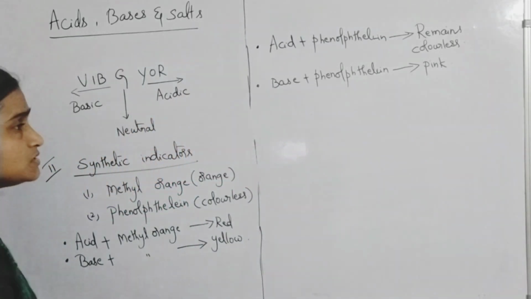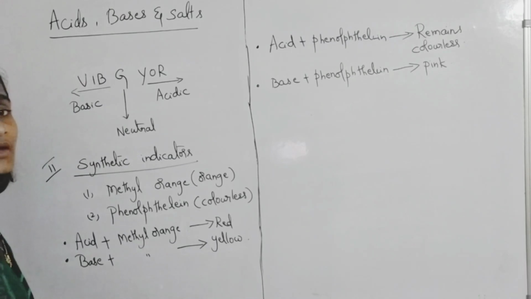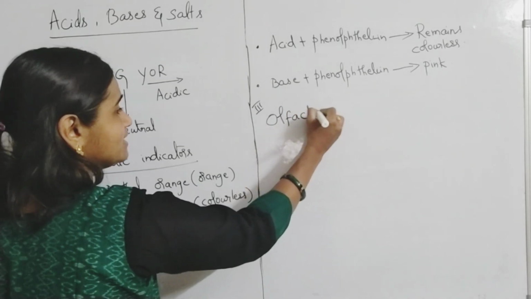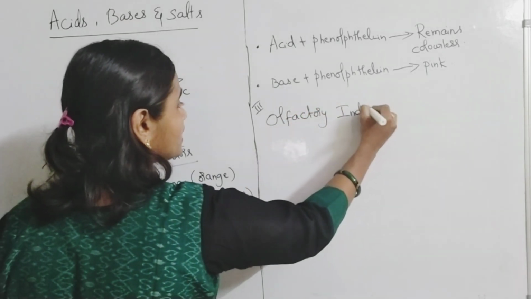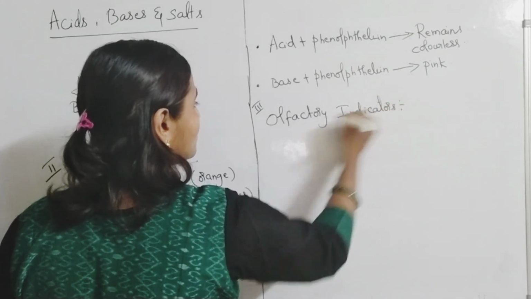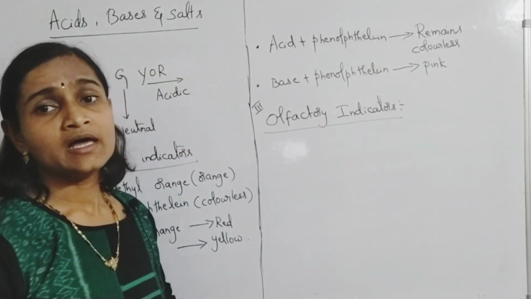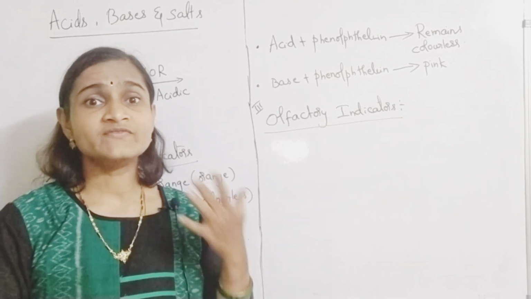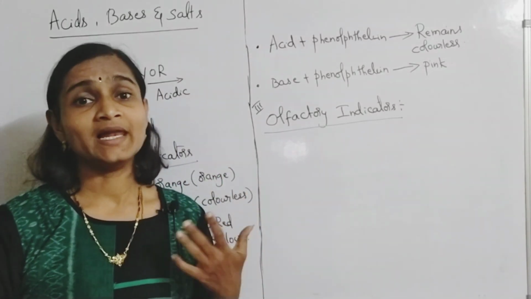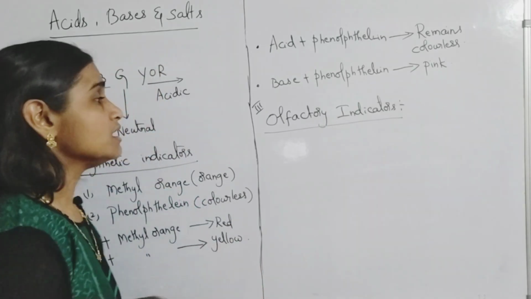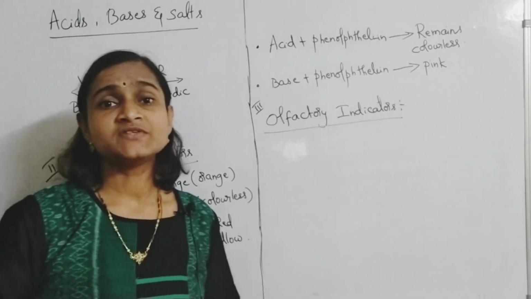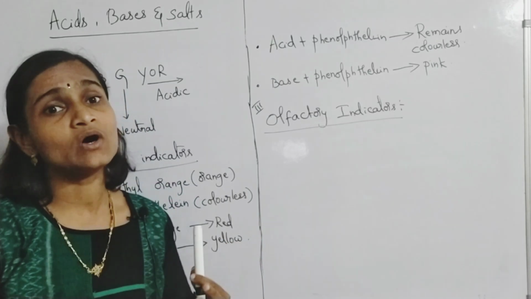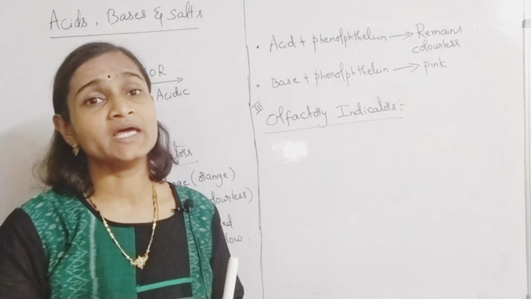olfactory indicators. So what are olfactory indicators? Third type of indicators are olfactory indicators. The word olfactory stands for sense of smell. You have olfactory nerves connecting from your nose to your brain, which gives you the sense of smell. So olfactory indicators are substances that can detect whether a given substance is acidic or basic based on the smell observed by the observer.